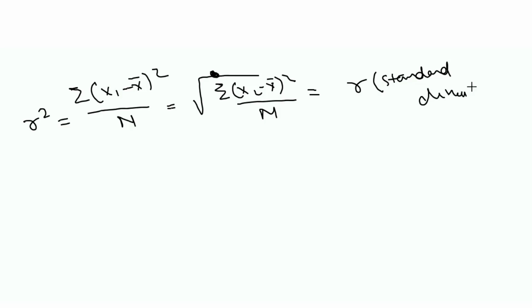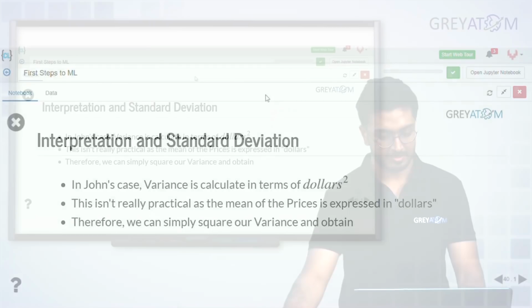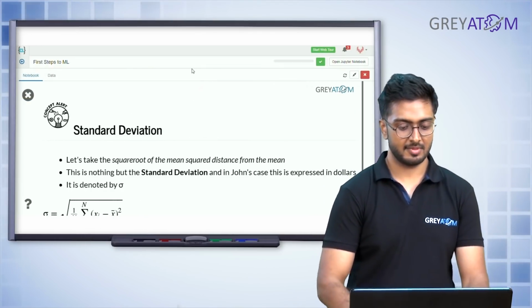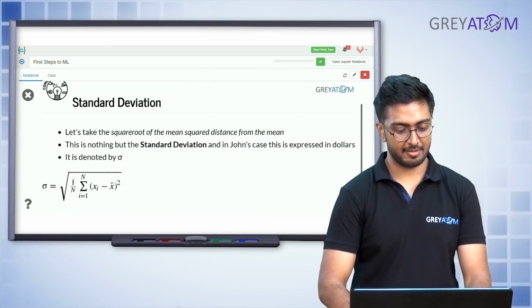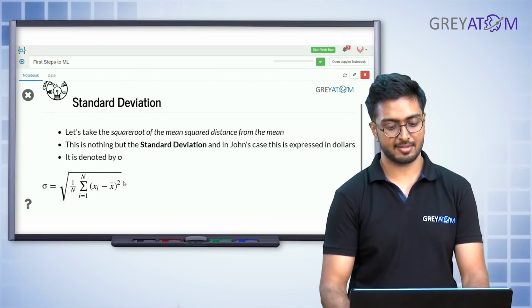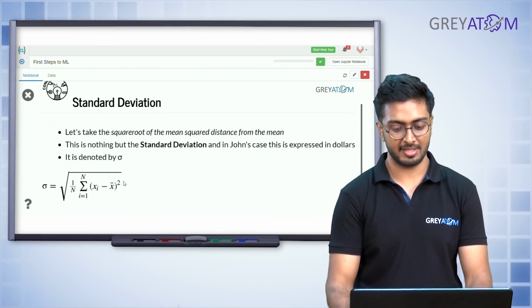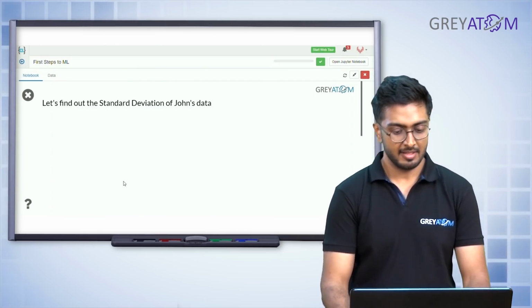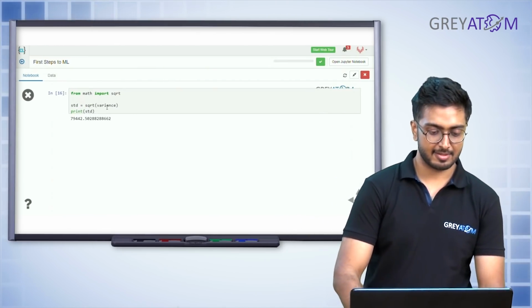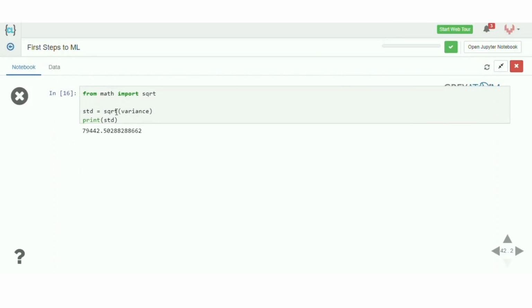Standard deviation is nothing but the square root of the summation of differences from the mean, right? As we talked about, this is called the standard deviation. This is the square root of the mean square distance from the mean. So now let's calculate the standard deviation. Standard deviation is nothing but square root of variance. So we get that as $79,442.